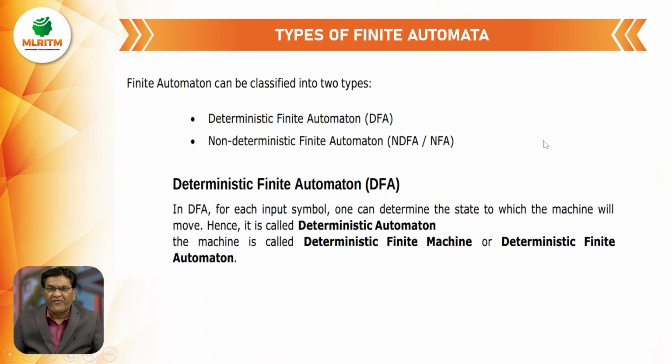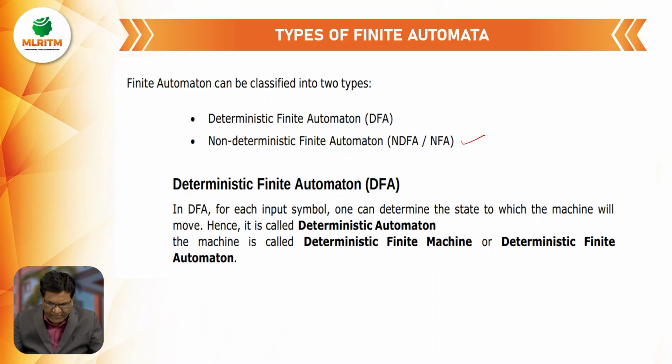So, types of finite automata. There are two types. One is deterministic finite automata, called DFA. The second is non-deterministic finite automata, called NFA or NDFA. First of all, I want to explain deterministic finite automata with a few examples.